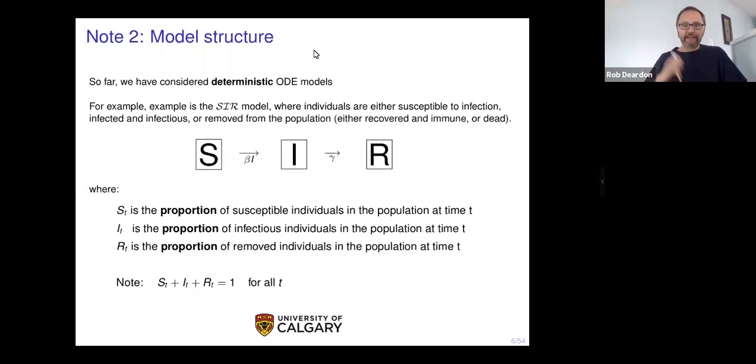Okay, second thing. So far we've considered a deterministic ODE setup. We started with the SIR. We put a bit of structure on there. We talked about the sex stratified model and the age stratified model. I'm now going to go back to the SIR model to sort of illustrate the ideas here.